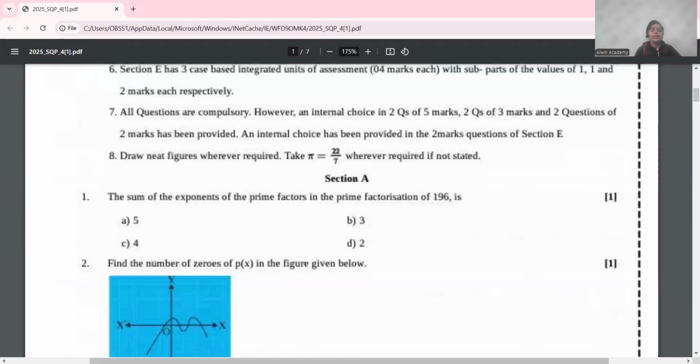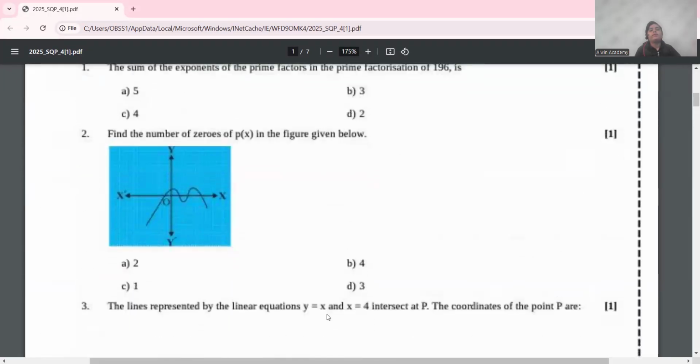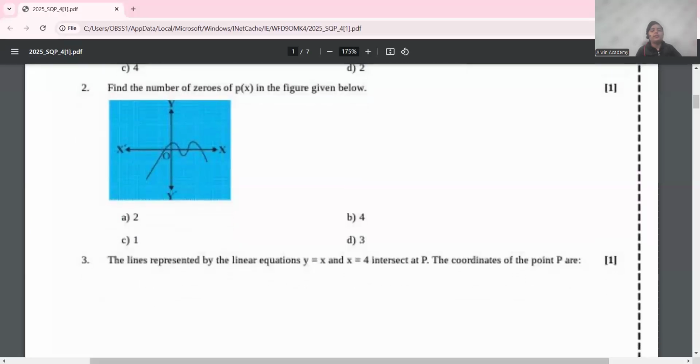Question number 1 states the sum of the exponents of the prime factors in the prime factorization of 196 are. Now when we prime factorize 196 we get 2 square into 7 square and the exponents are 2 and 2. 2 plus 2 is 4, option number C. Going to the next question, find the number of zeros of p(x) in the figure given below. The number of zeros are basically 1, 2, 3, 4. 4, option number B, the number of points where the x-axis has been cut.